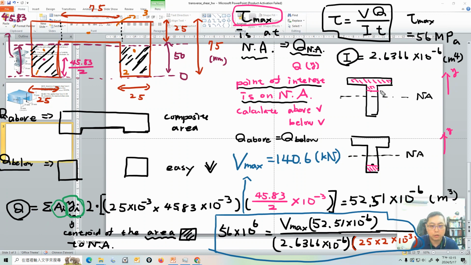So this is the problem, demonstrated for problem 12.129. For the shear stress calculation, it's really not that easy, especially for this Q. Q is very easy to make a mistake with. Be careful.